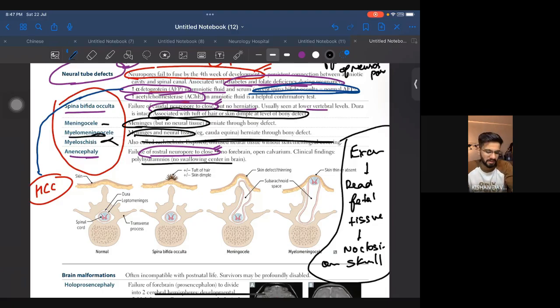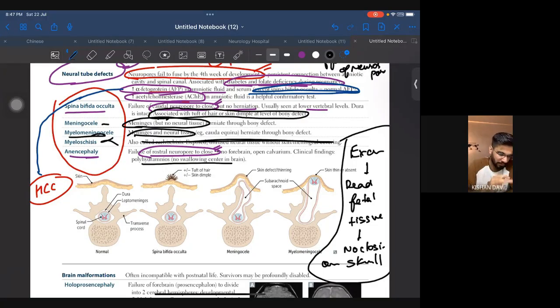Common thing you need to remember here is neuropores fail to fuse by the fourth week. This is one point. Second point is AFP increase, ACH increase. Third point, in spina bifida occulta AFP is normal. Coming to spina bifida occulta, it is a failure of caudal neuropore, and anencephaly is failure of rostral neuropore. Meningocele has only meninges. Myelomeningocele has meninges plus neural tissue. Spina bifida occulta has no meninges, no neural tissue, only a tuft of hair.